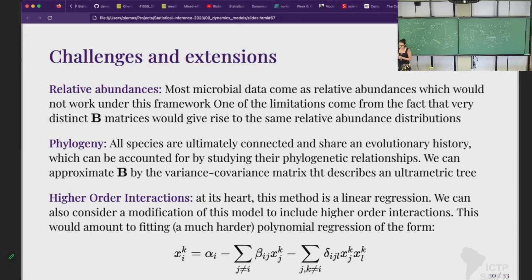And then finally, we can also try to include higher order interactions. Coming from this simple model, you now have a new set of parameters, which means that species J and L, when they're together, modify species I somehow. This makes it much harder, because then what you're trying to fit is a polynomial regression. We don't know a lot about this, so it's hard, but doable for the ones with the expertise, which is not me.